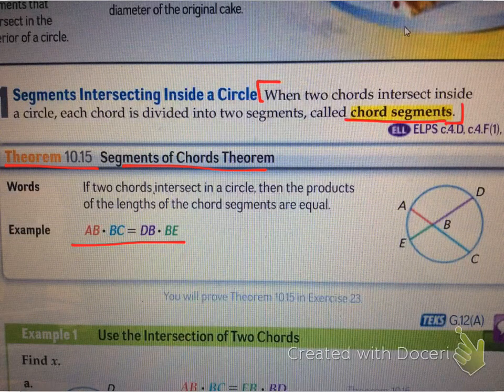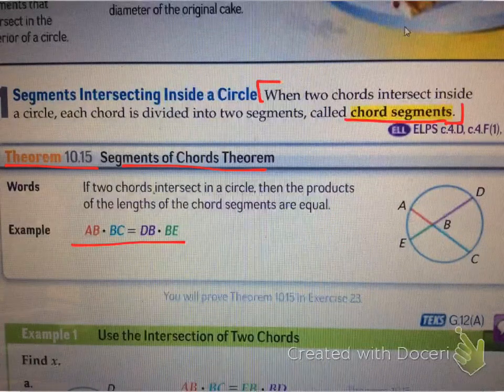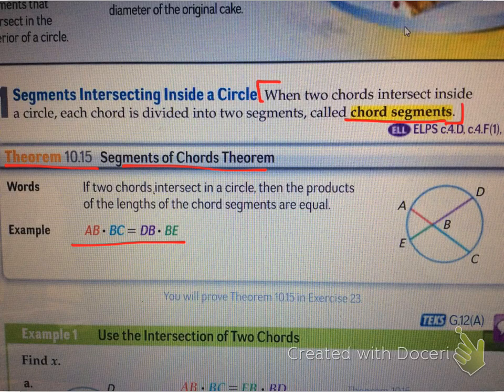Okay, so the first thing we're going to talk about is chord segments. When two chords intersect inside a circle, each chord is divided into two segments called chord segments. And here's the theorem. If two chords intersect in a circle, then the products of the lengths of the chord segments are equal.